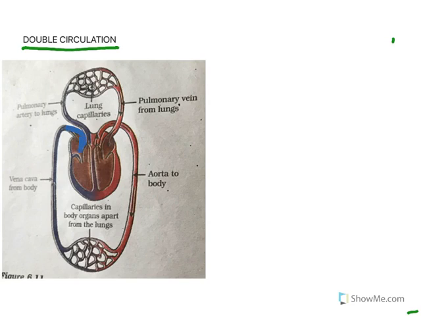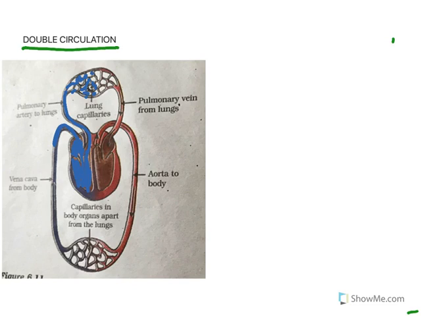This was the deoxygenated blood. It entered here on the right side. Then it went to the ventricle. And from this ventricle, it went into the lungs, and here in the lungs, the pulmonary artery broke up into capillaries.